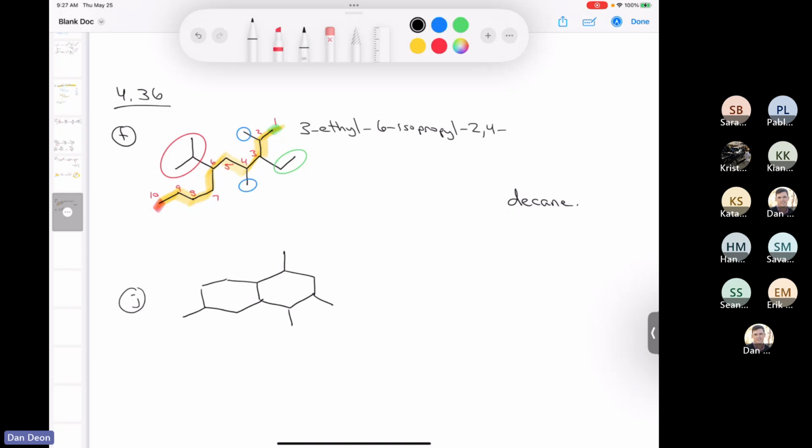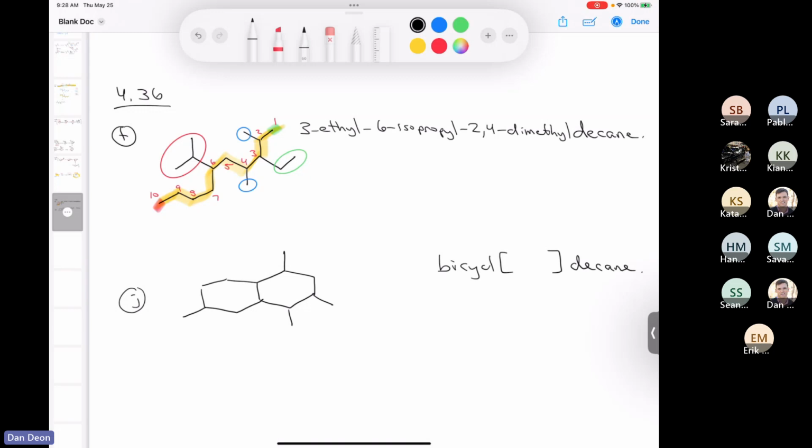2,4-dimethyl decane. There you go. All right. So 3 ethyl, 6 isopropyl, 2,4-dimethyl decane. Okay, let's try the next one, which is a bicyclo compound. This is a bicyclodecane because there's 10 carbons total in the bicyclic system. So we have bicyclodecane.